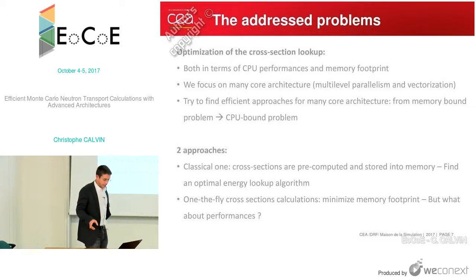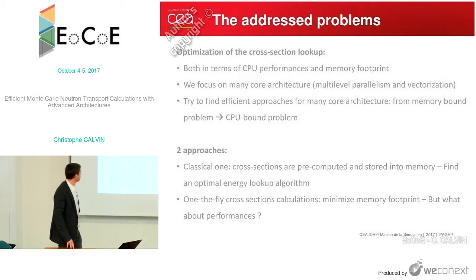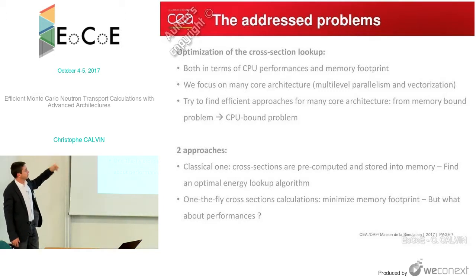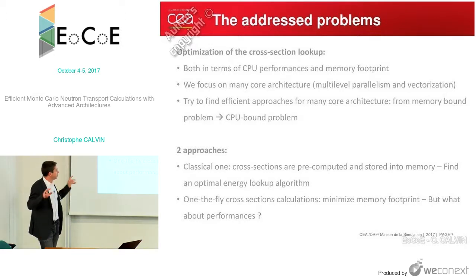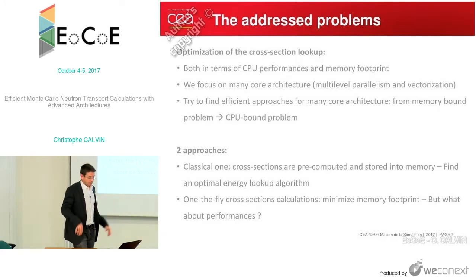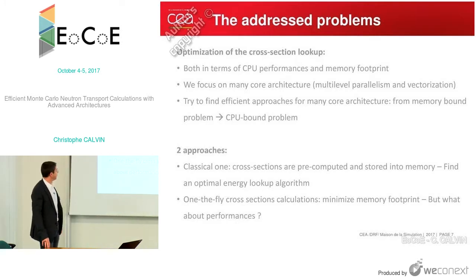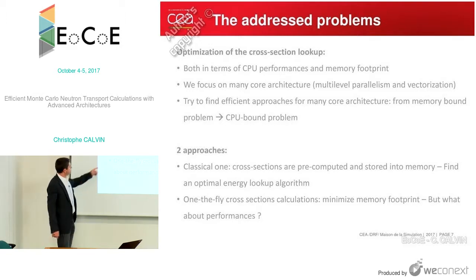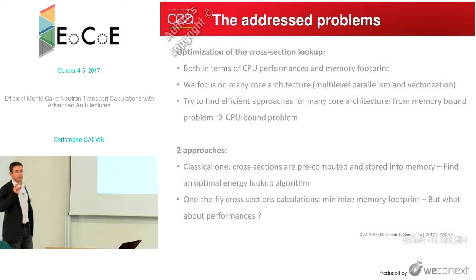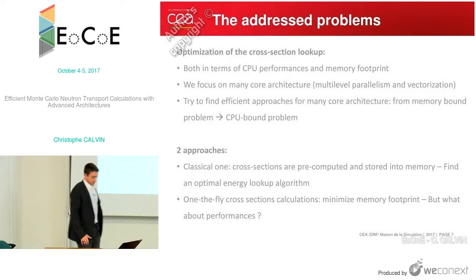So we study mainly two different approaches. The classical one, where the cross-sections are pre-computed and stored inside memory, and we try to find optimal energy lookup algorithms with the best compromise and best balance between performance and memory footprint. And another one where we store minimal information inside memory and compute all the cross-sections on the fly.